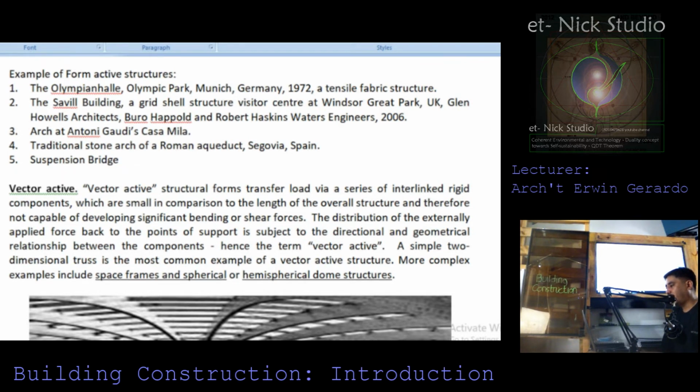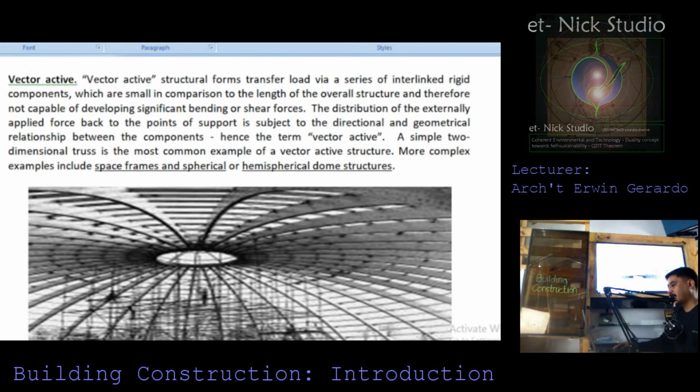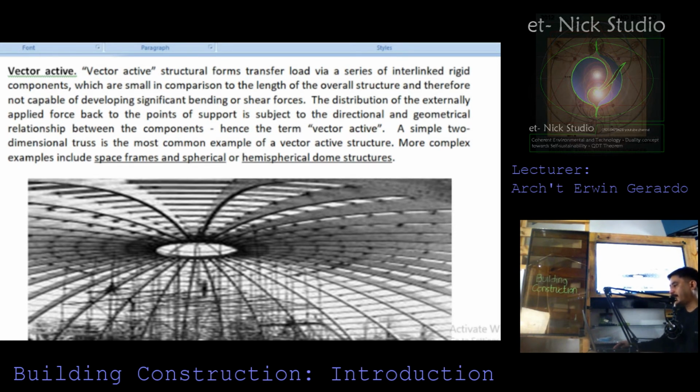Third example of form active structure is the work of Antoni Gaudi, the Casa Mila. Number 4 is the traditional stone arch of a Roman aqueduct found in Segovia, Spain. And the fifth and final example of form active structure is a suspension bridge. Form active, we are already done with it. Let us proceed to vector active.